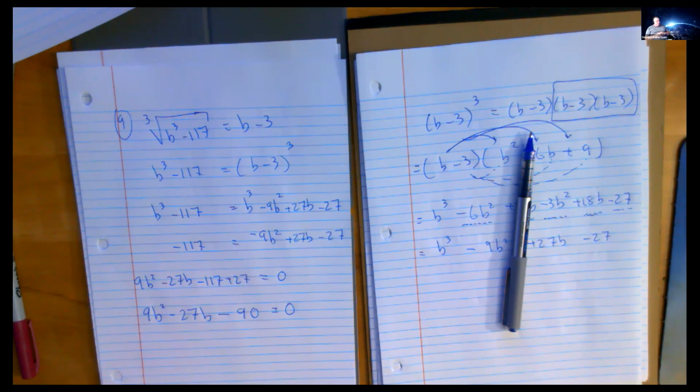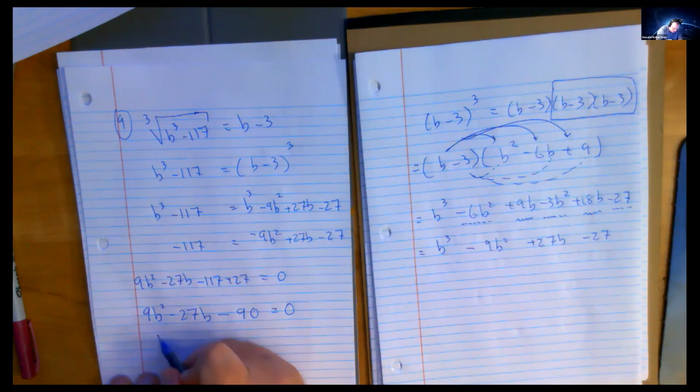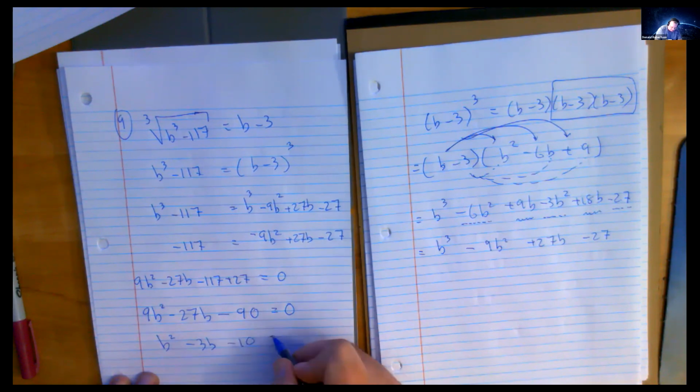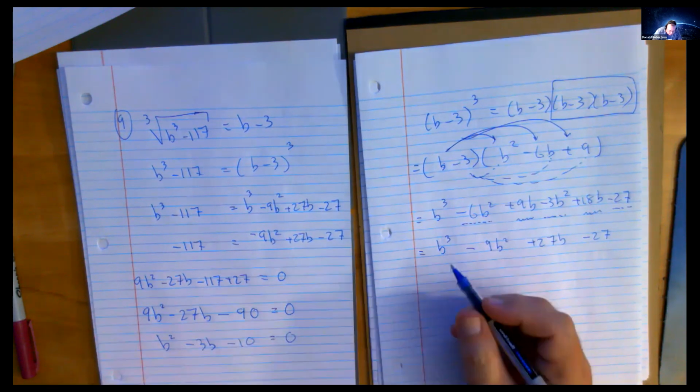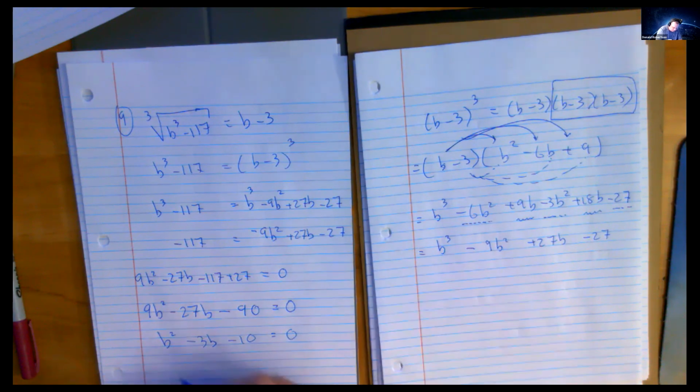I can see something. Factor out a 9. Okay, divide both sides by 9, factor out a 9. That works for me. You're now left with this guy. Okay.